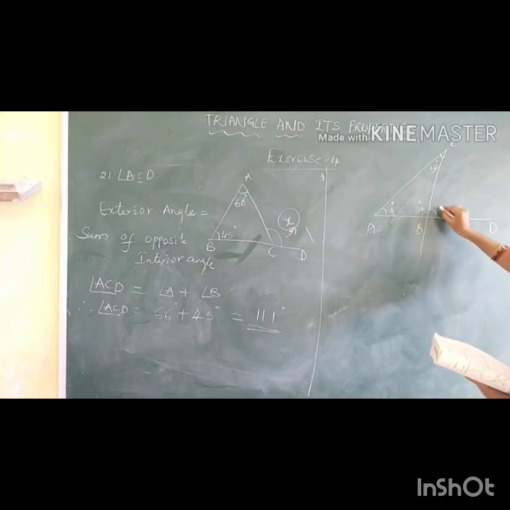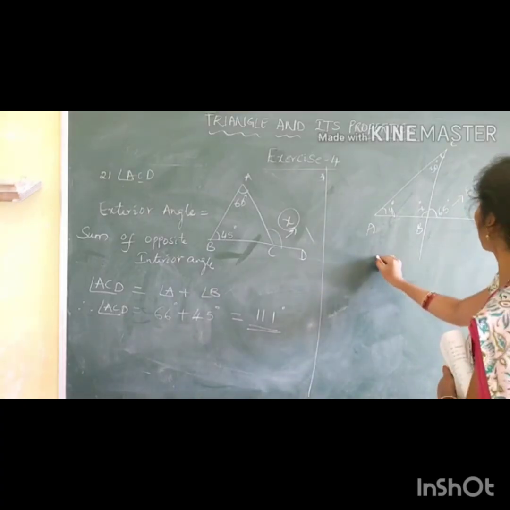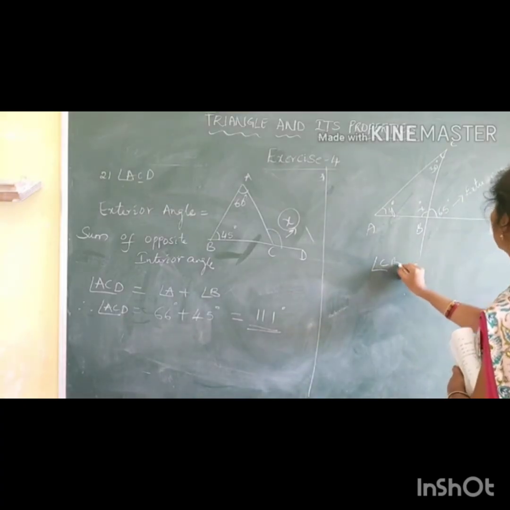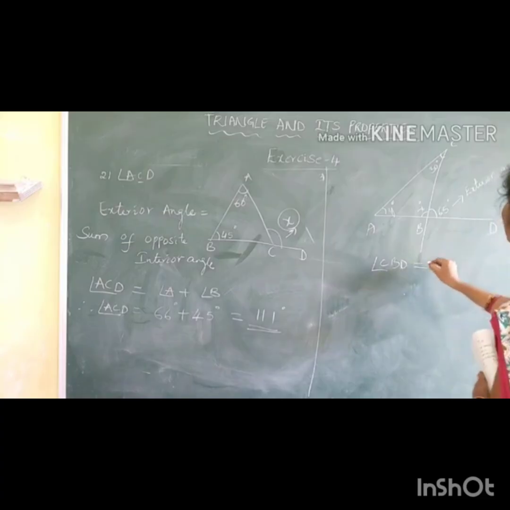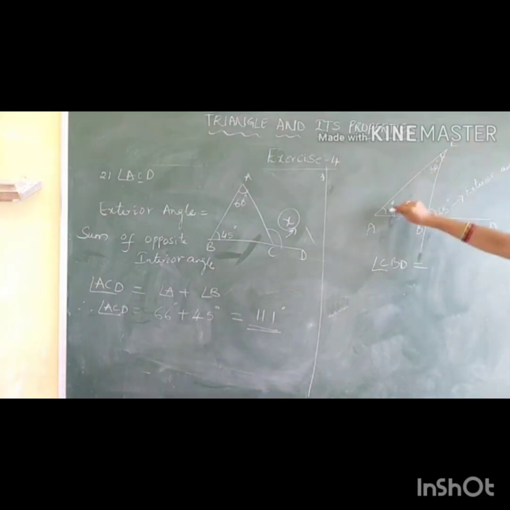CBD is the exterior angle. We know 65 degrees they gave. So the exterior angle is equal to the sum of the opposite interior angles. So angle CBD, the exterior angle, is equal to the opposite interior angles. These two are opposite interior angles: angle C plus angle A. Angle C, how much did they give? 30 degrees. And angle A we don't know, y degrees.